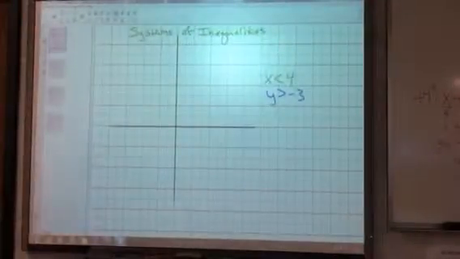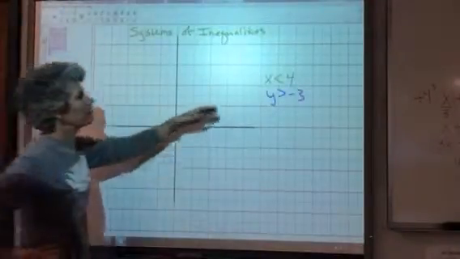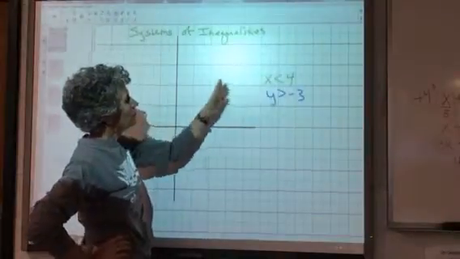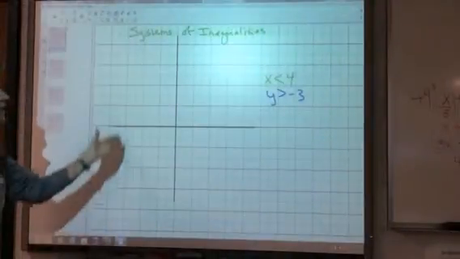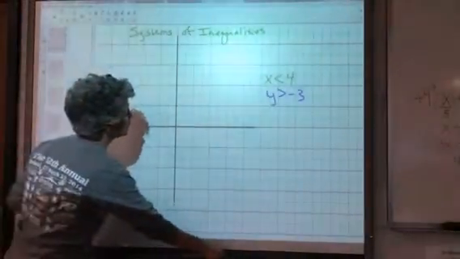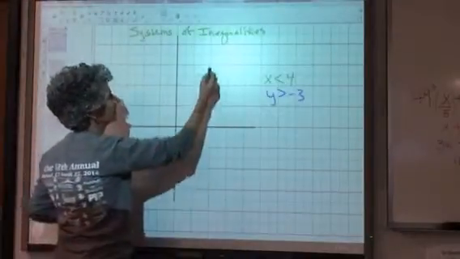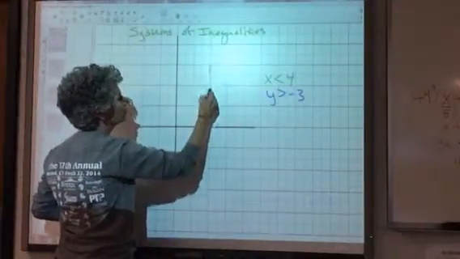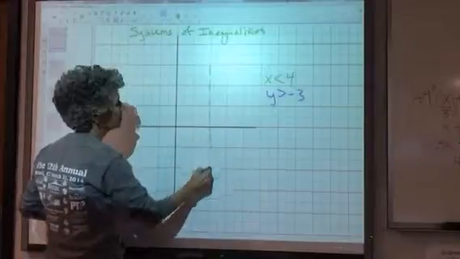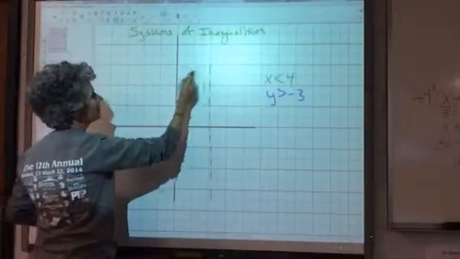Okay, we're going to look at systems of inequalities. That just means you have two or more inequalities graphed on the same plane. So we've got x is less than 4. You know that's a vertical line. Go through the x-axis, that's 4. It's broken, remember, because there's not an equal sign there. And less than would be to this side.